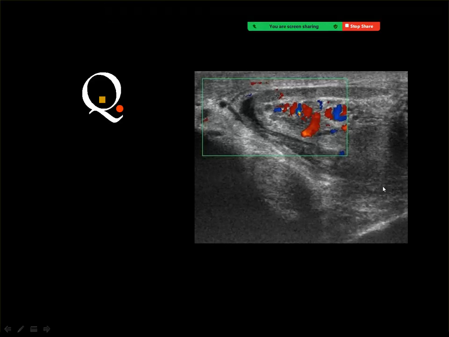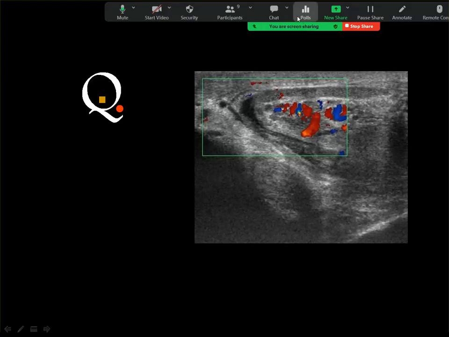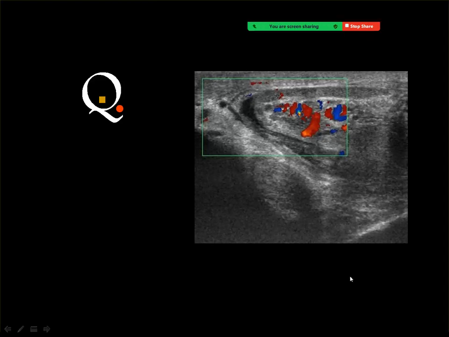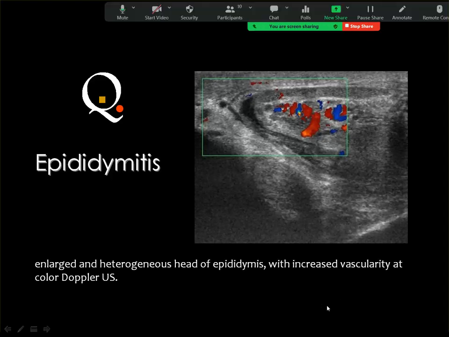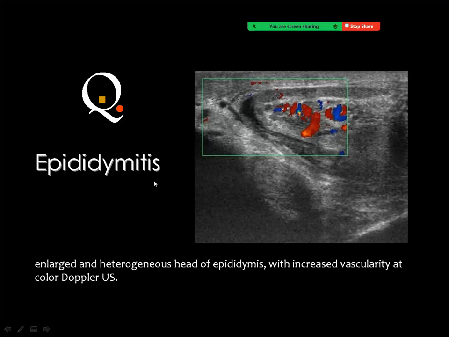Okay, and this is the epididymis. As you know, this is the site of the testicle, and this is the epididymis. And you can easily appreciate the presence of marked Doppler flow in the epididymis, which means that there is some sort of inflammation, and this is characteristic of epididymitis, which can occur as an isolated lesion or can be associated with inflammation of the testicle.